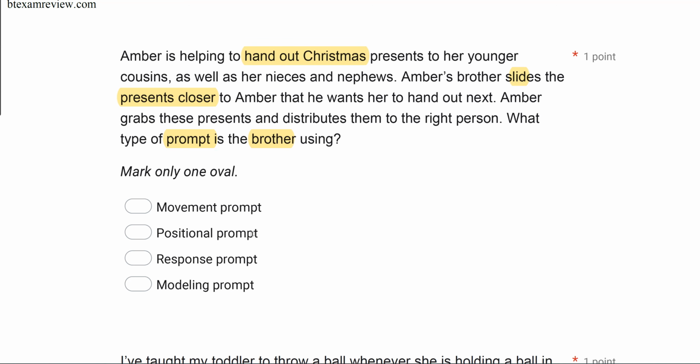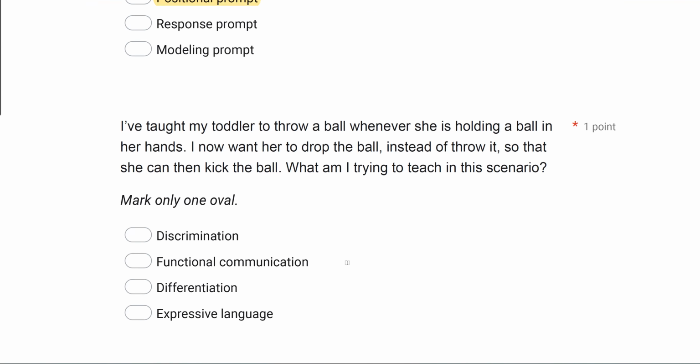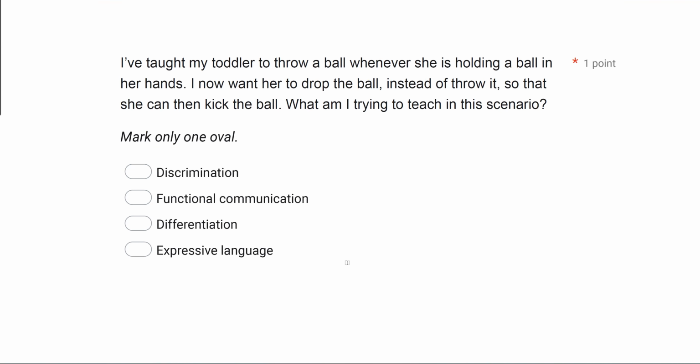So what type of prompt is he using? Well, he's using a B, positional prompt. I've taught my toddler to throw a ball whenever she is holding a ball in her hands. I now want her to drop the ball instead of throw it so that she can kick the ball. What am I trying to teach in this scenario?